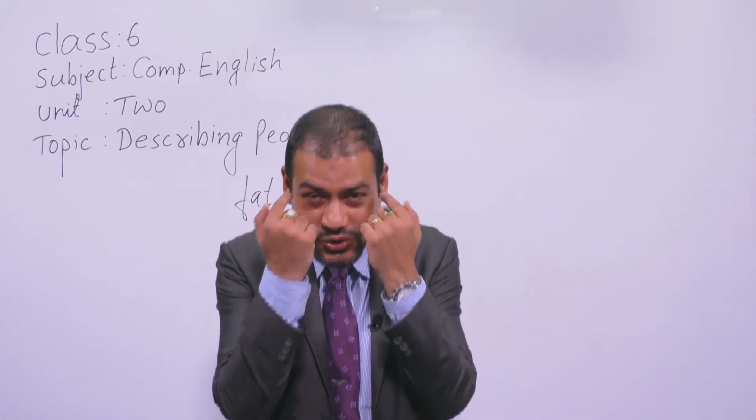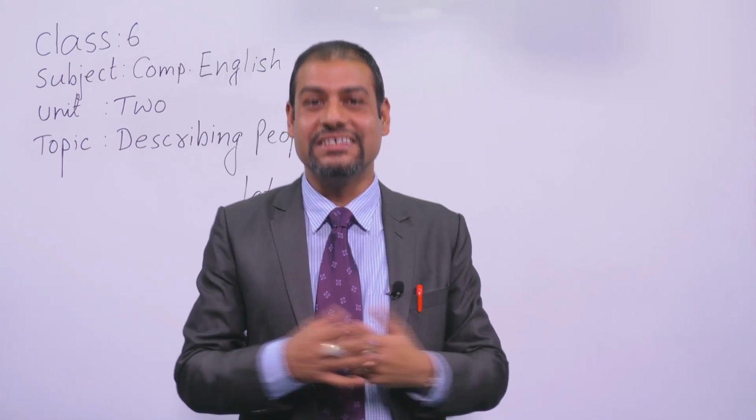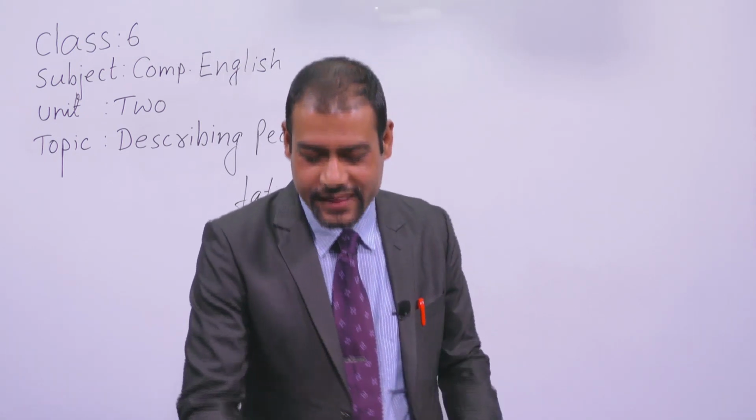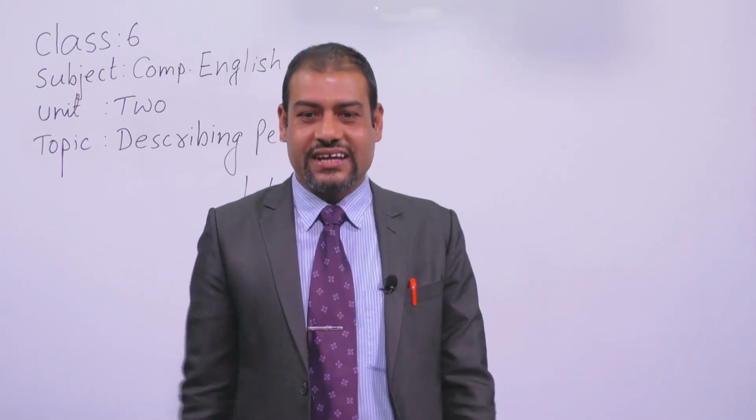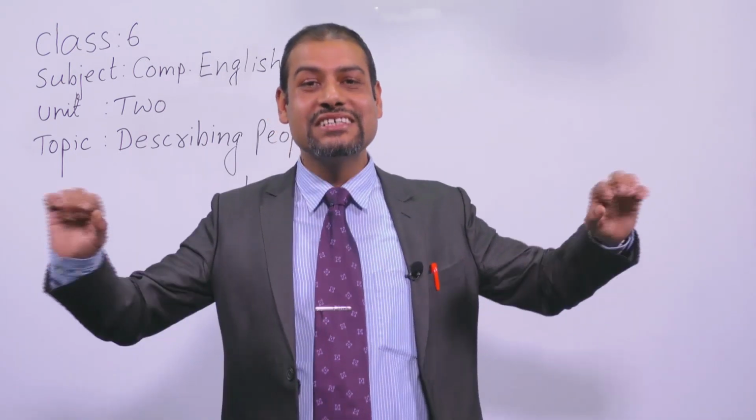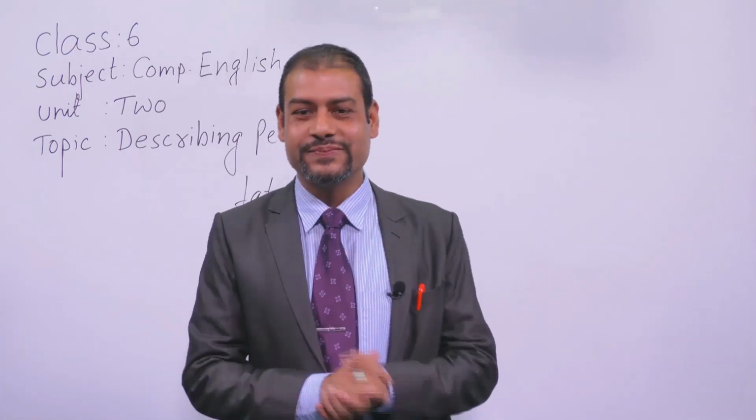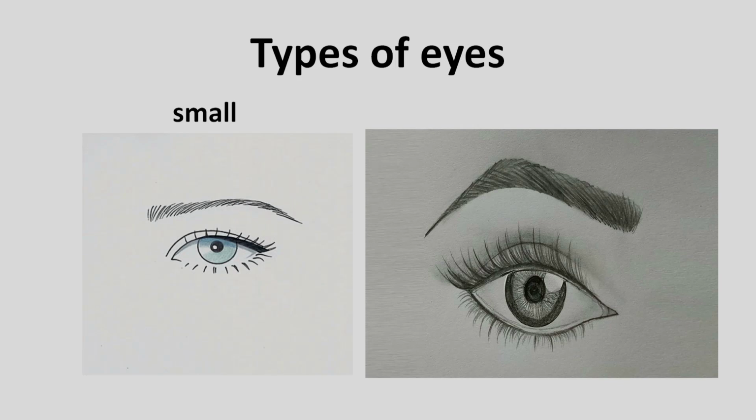So what type of eyes do I have here? Yes, you are right. Okay. So next eye. What type of eye is this one? Can you guess the word? Well, you are right, dear student. See, it is a big eye. Okay. So we have either small eyes or big eyes.